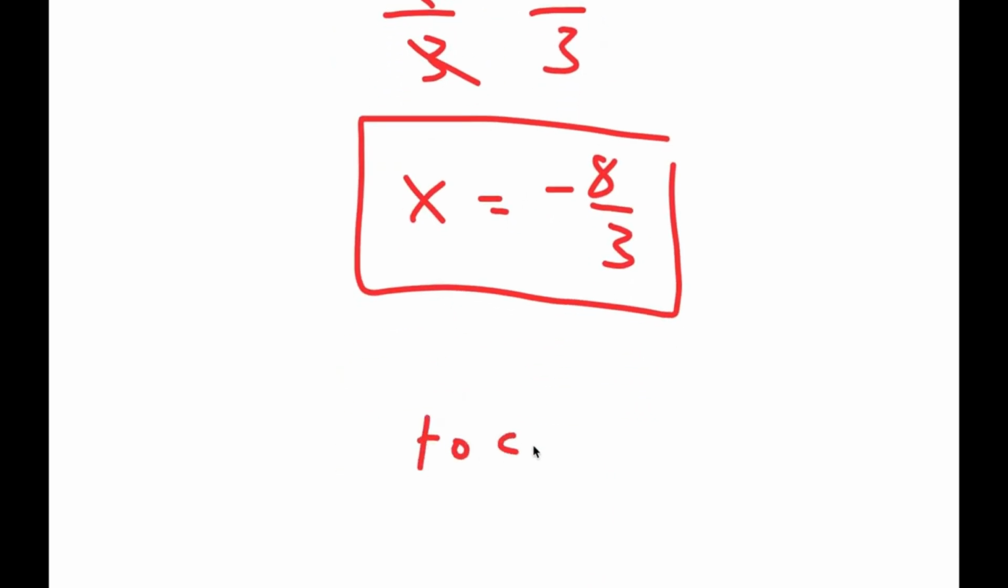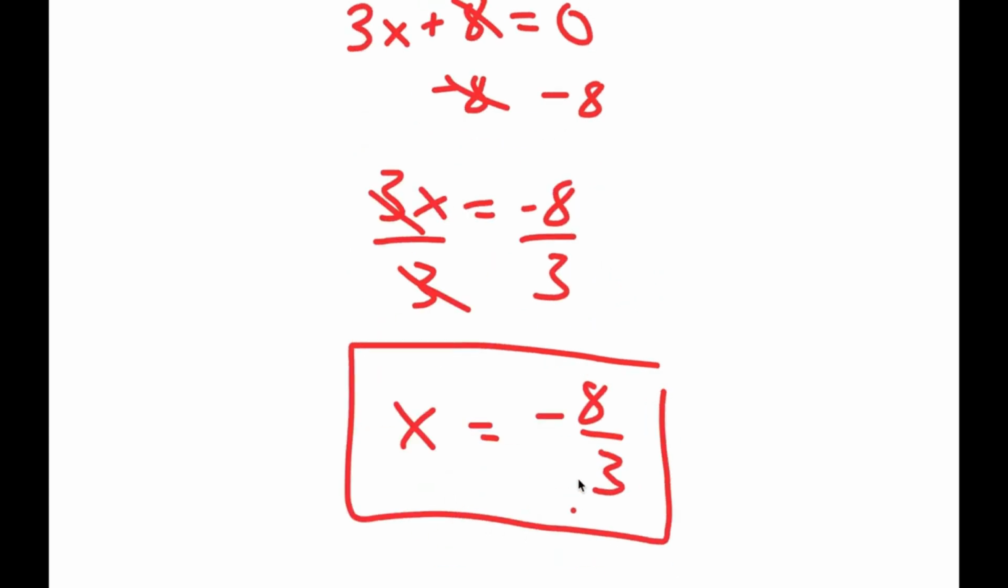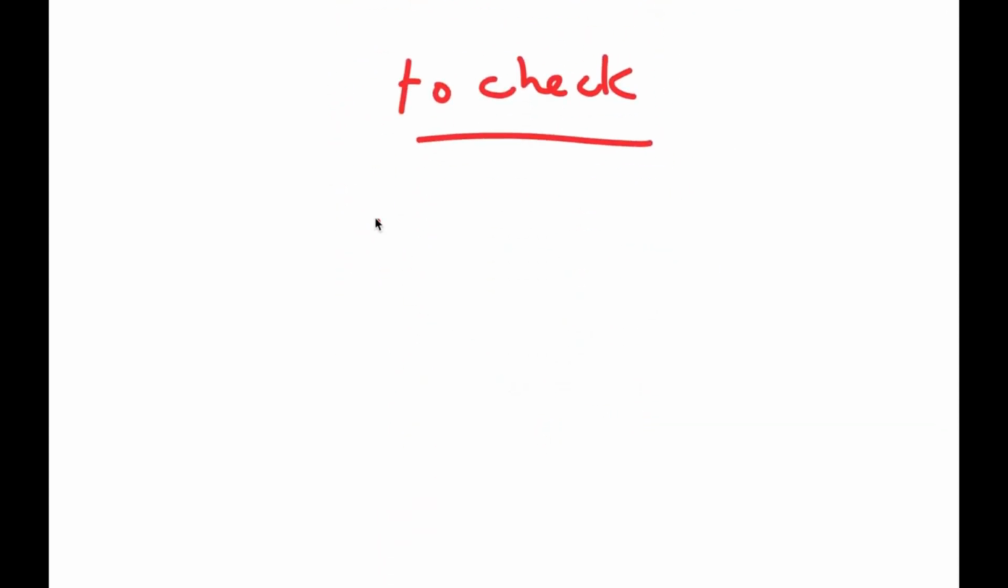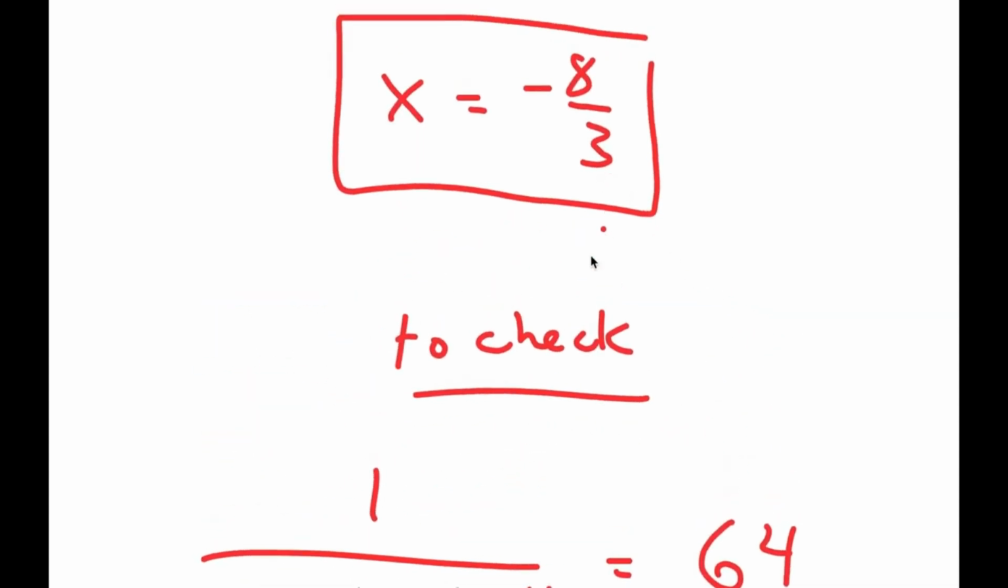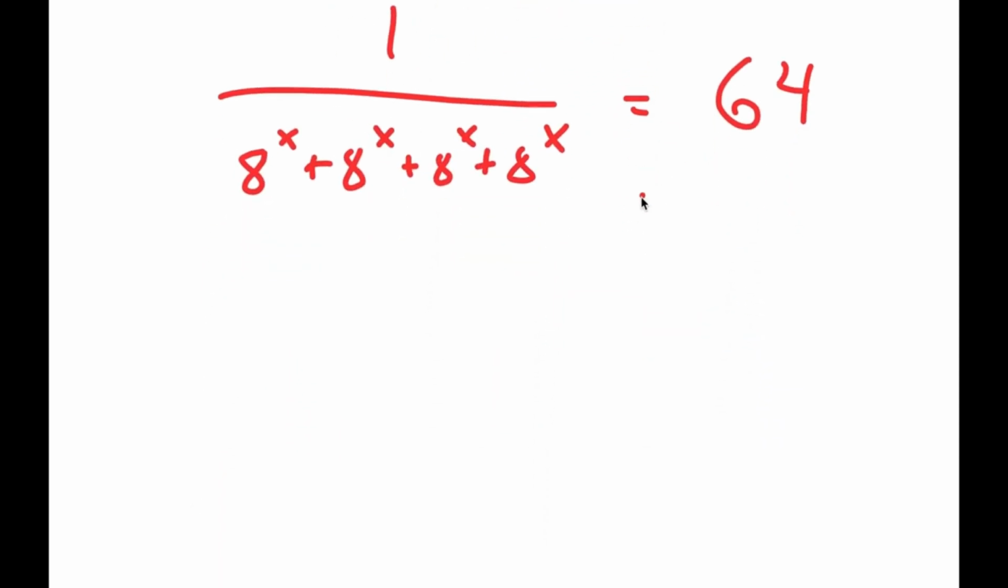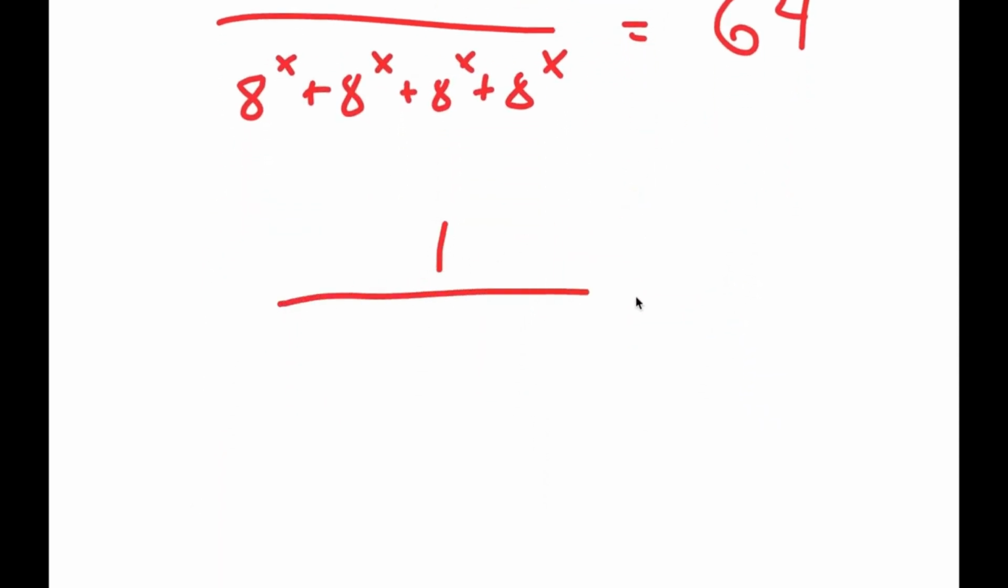So now, to check, my original equation was 1 over a to the power of x plus a to the power of x plus a to the power of x plus a to the power of x is equal to 64. Now we know that x is equal to negative 8 over 3. So I'm going to plug in negative 8 over 3 in place of all my x's here.